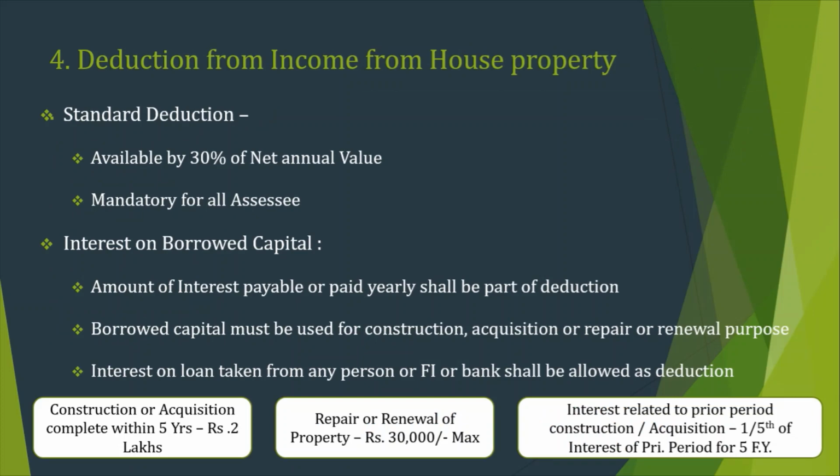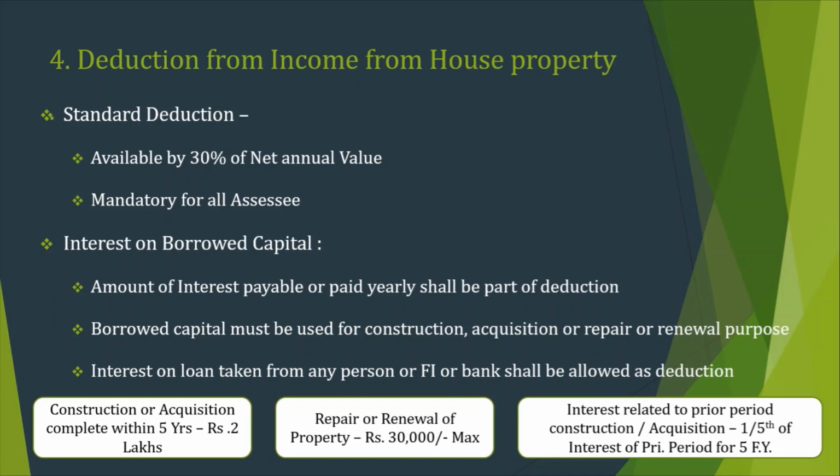Topic number 4, deduction for income from house property. First of all, standard deduction. It is available basically on the net annual value. So what is net annual value? Net annual value is the gross annual value minus municipal taxes or any taxes paid to the local authorities. Okay, it is mandatory to avail for all the assessees.